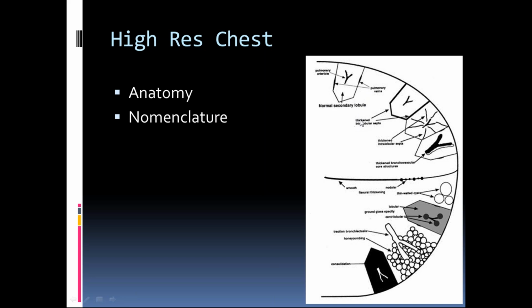A couple other things that you want to take a look at is, what is it constructed of? You can see that the outline is what we call interlobular septal walls, or the interlobular septa.